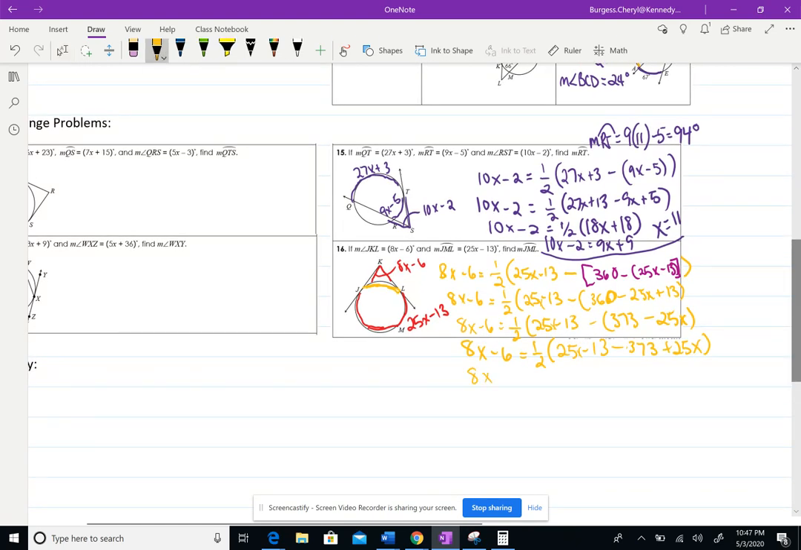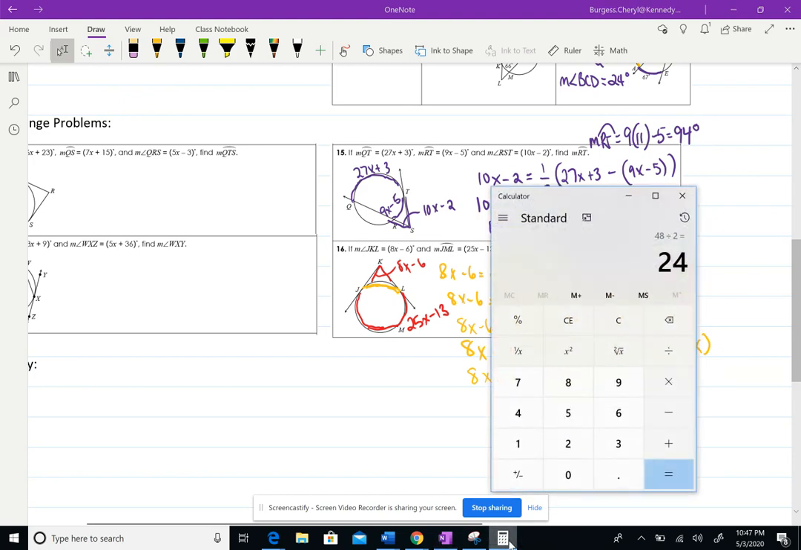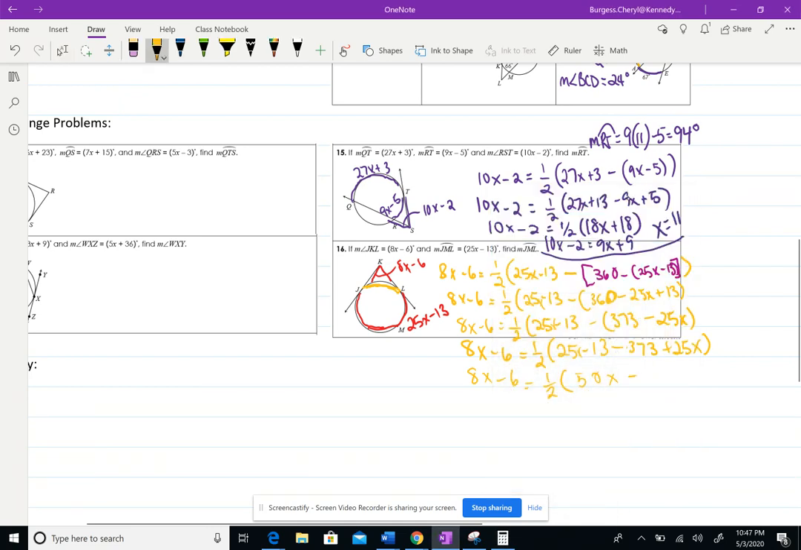Okay. 8x minus 6 equals 1/2 times 25x plus 25x. That's 50x. Negative 13 minus 373 is negative 386. I really hope this works out.